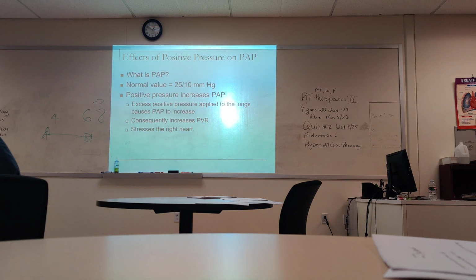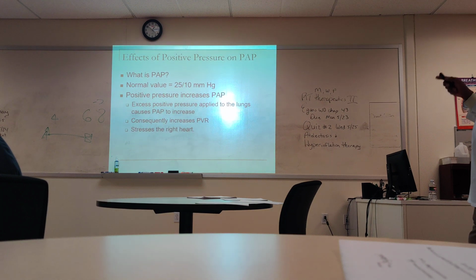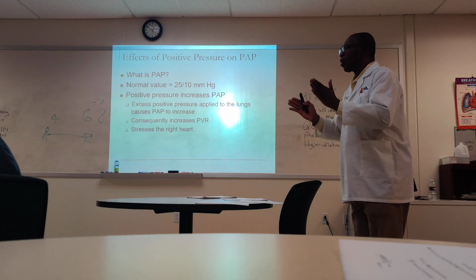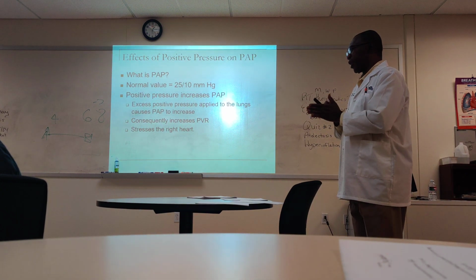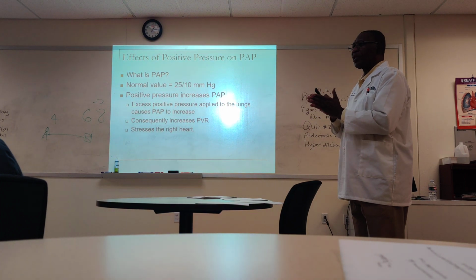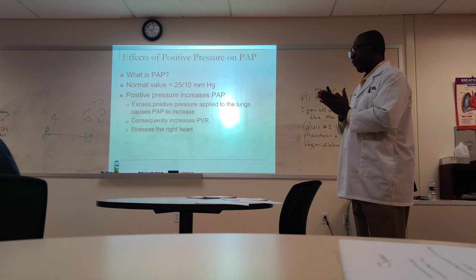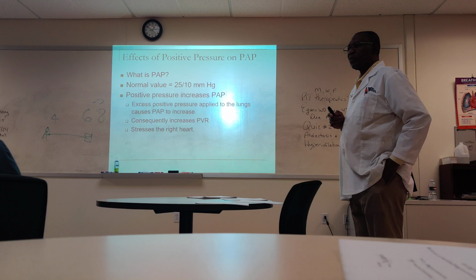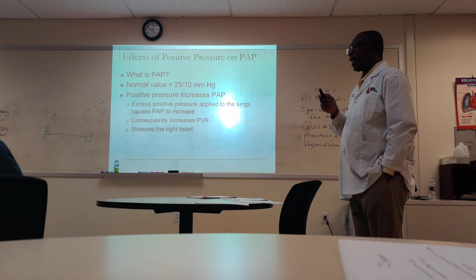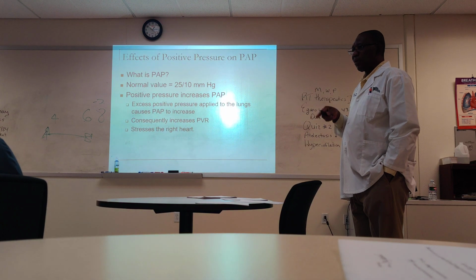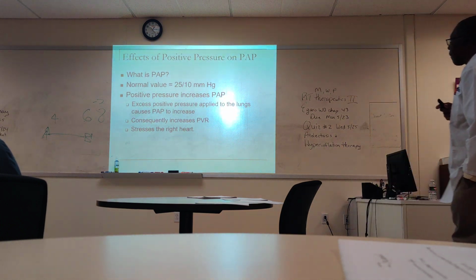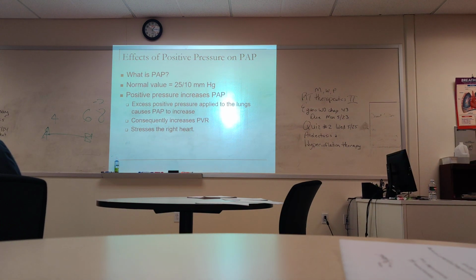So, positive pressure ventilation increases PAP pressure because it causes compression of the pulmonary artery. The more positive pressure that you are adding to somebody, the more constriction of the pulmonary vasculature. So that's why the pressure goes up. Anytime the diameter of a vessel decreases, the pressure will go up. So that's what we get right here. And consequently, it increases the PVR.